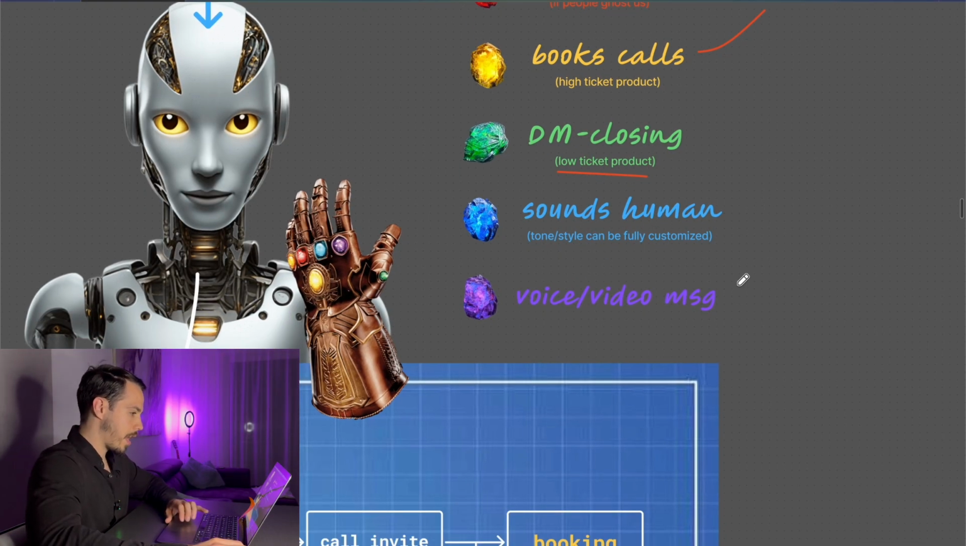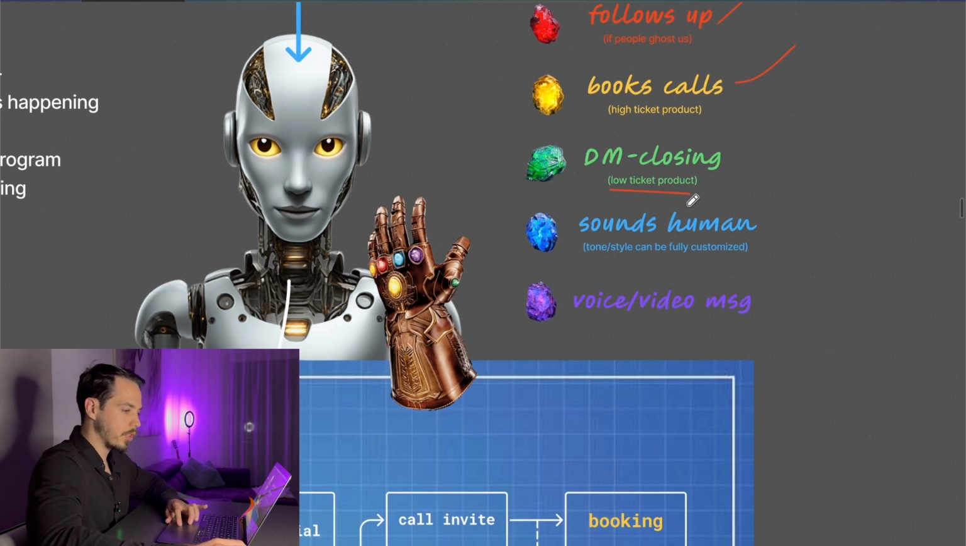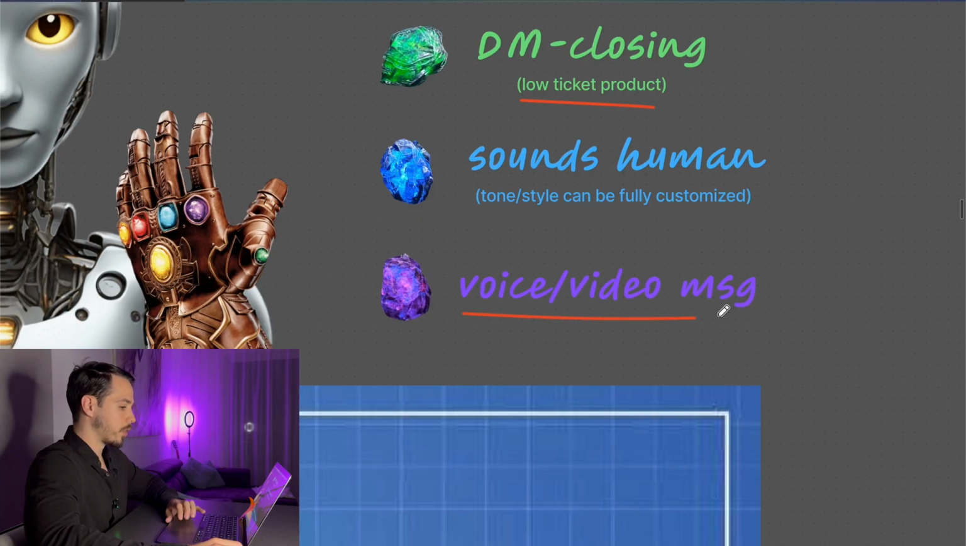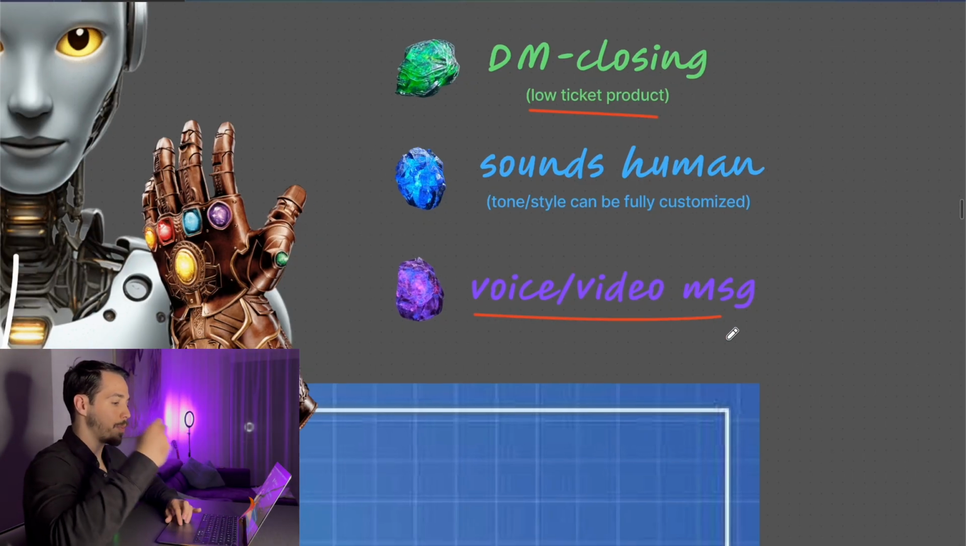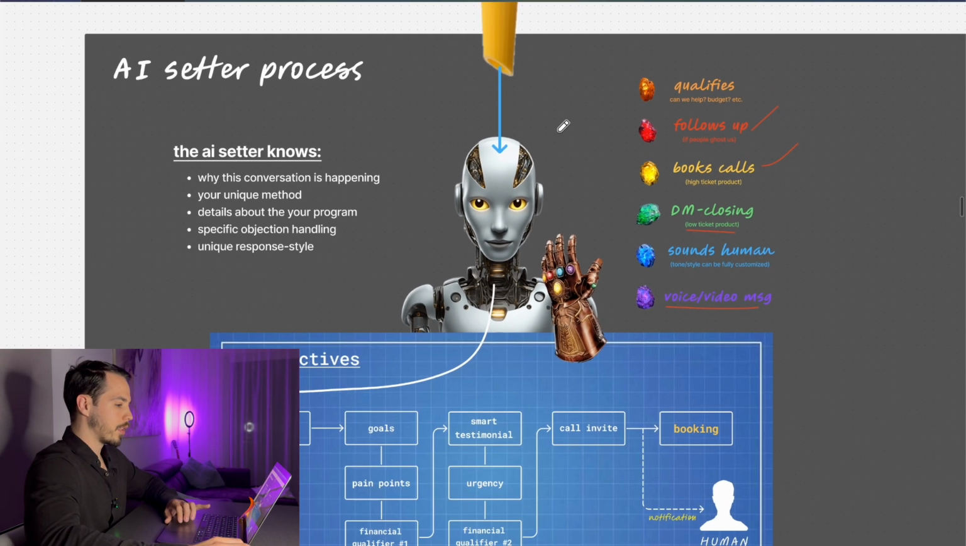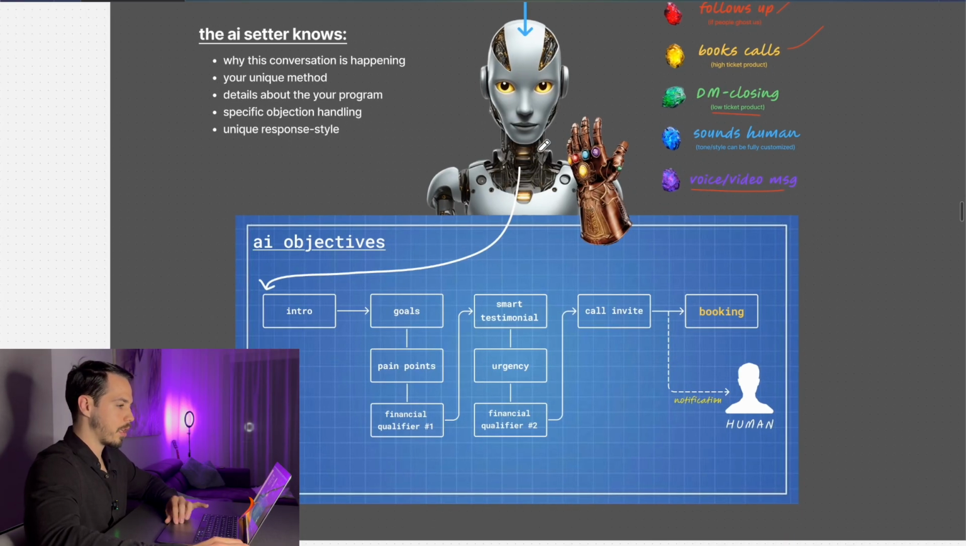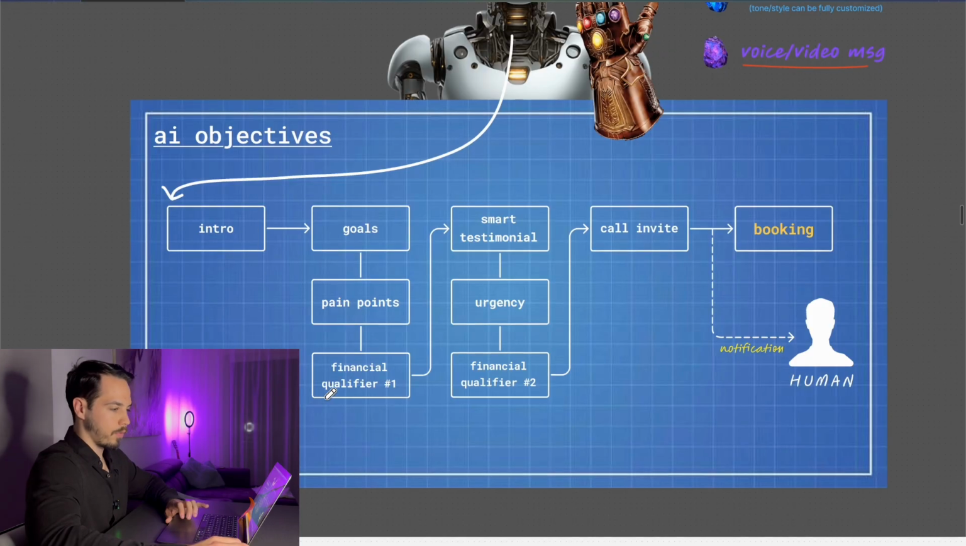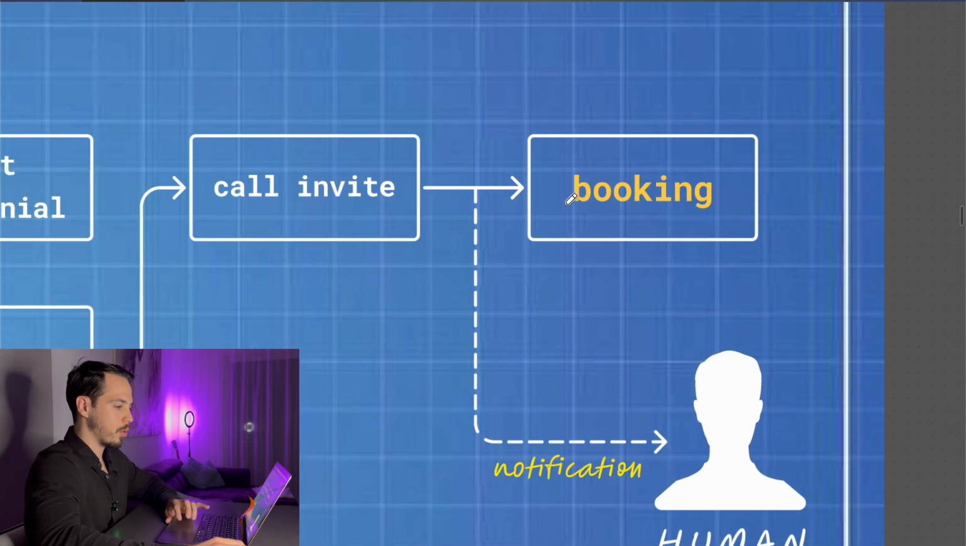And obviously the AI is fine-tuned over years to sound like a human and can be customized to your brand, tone, and etc. And there are also voice and video messages that we implement in the flow to make everything sound more human. And what this AI agent does is it brings people in who come in through these triggers, brings them through a flow of series of questions in which it books them in.